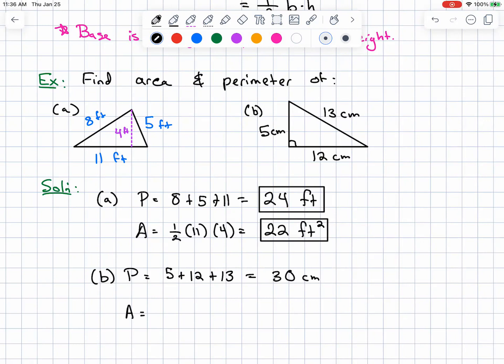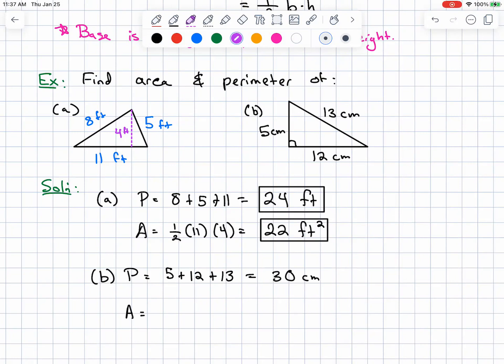Oh, no, I don't have a base. Or, I have a base, but I don't have a height. I do have a height. It's 5, because that is the side. With right triangles, it's a little trickier because the height is hidden as one of the side lengths. The height is always perpendicular to the base, so because of that, that side length is actually the height.